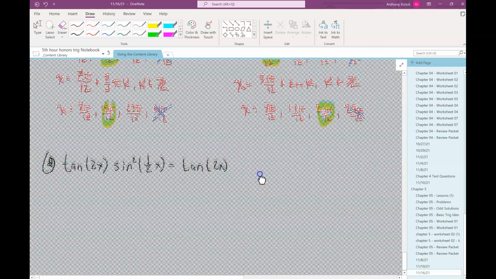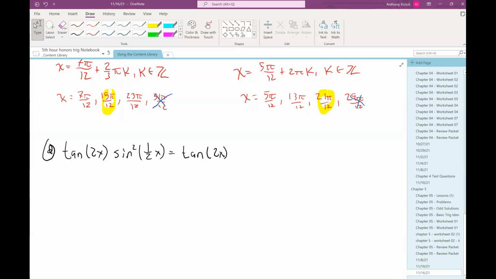Here's a new one. Tan 2x times sine squared 1/2 x equals tan 2x. What do you guys want to do first for this one? Square root. Or no. If we get tan 2x on the other side. Yeah. So that is what you'd want to do.